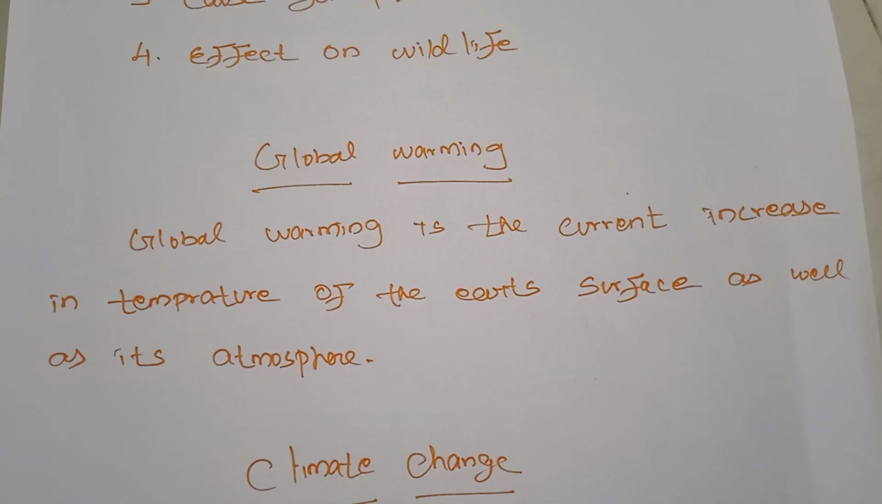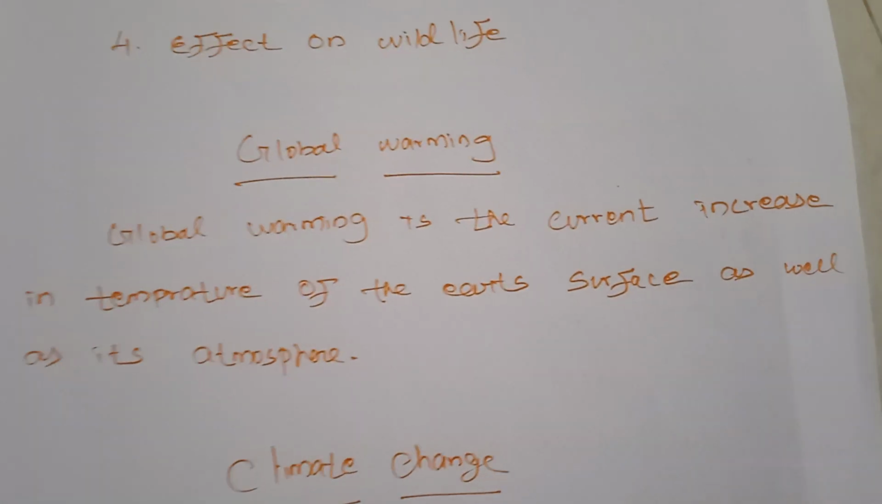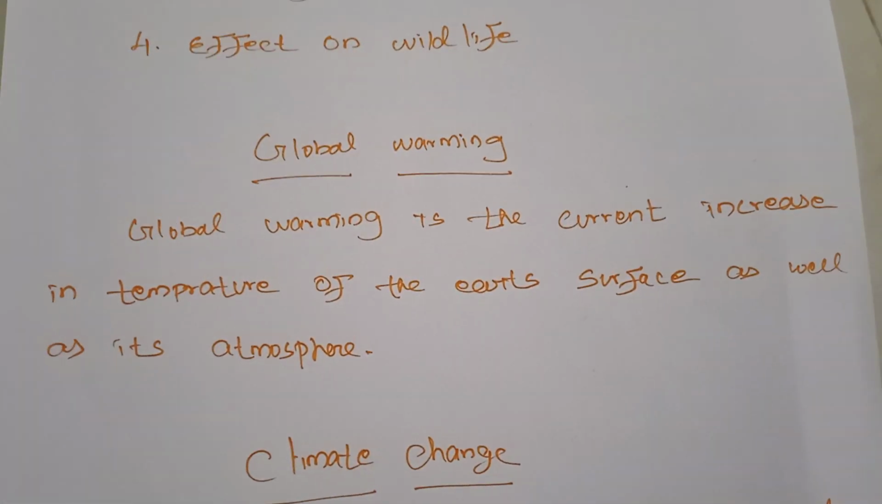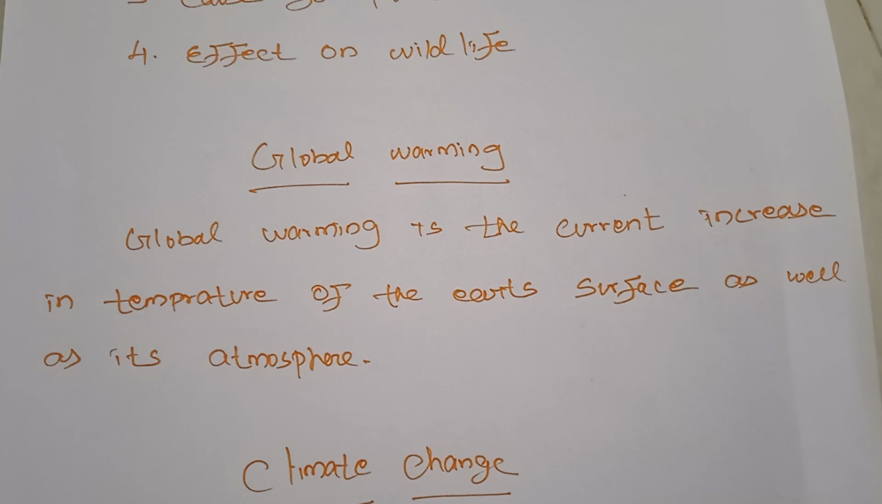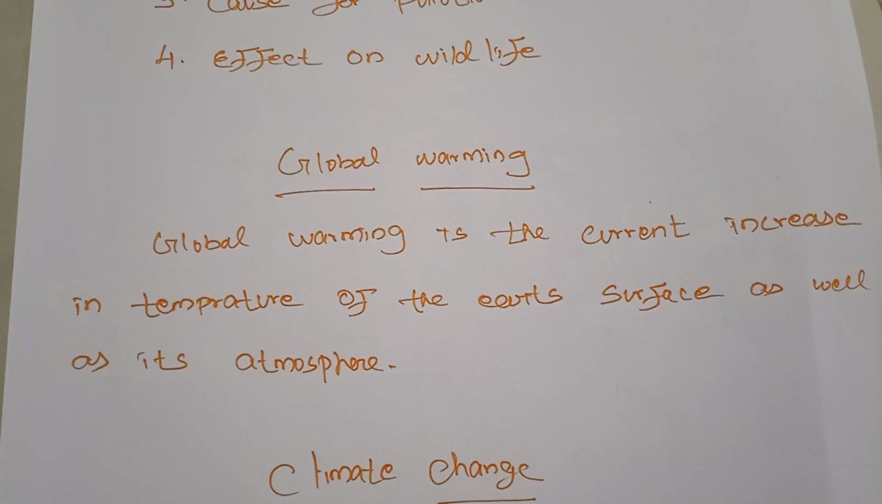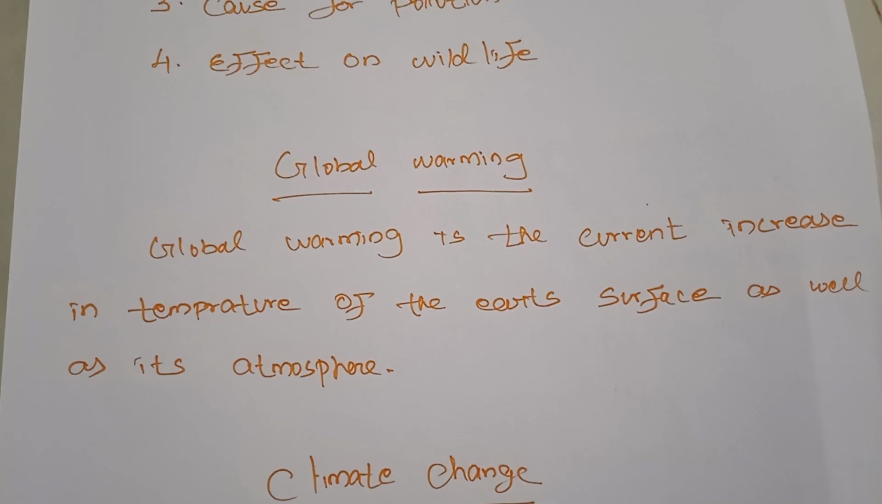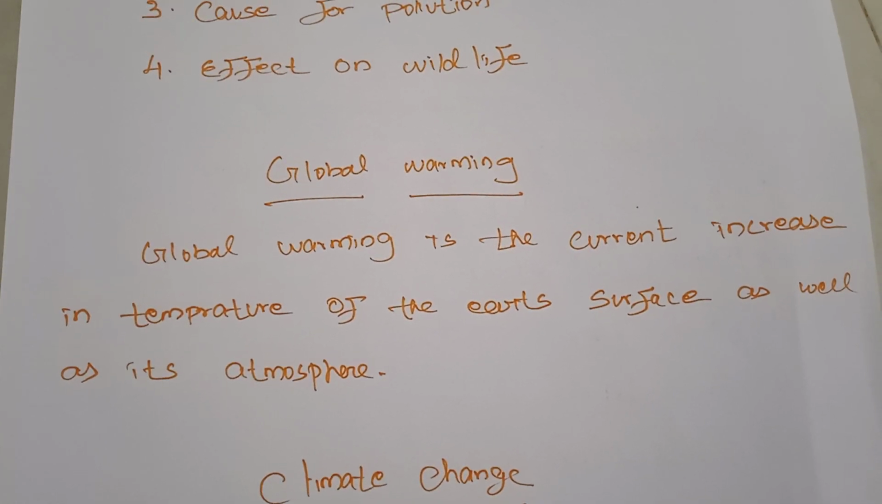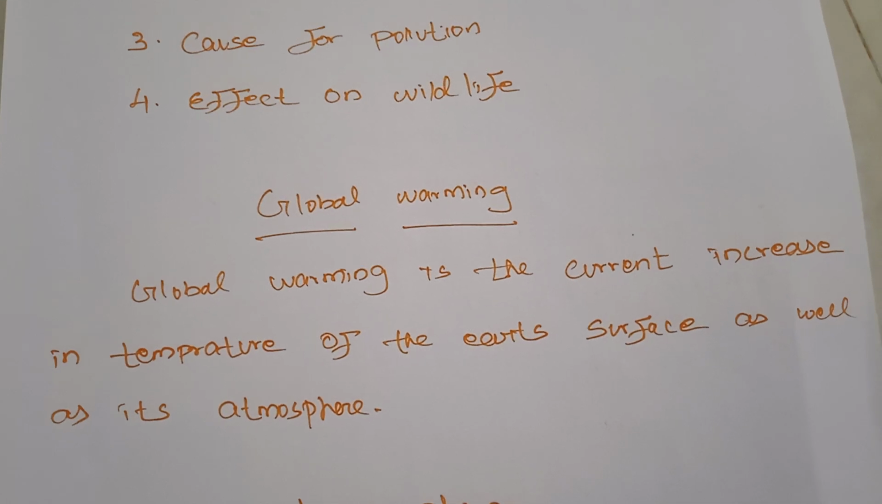Simply, if you want to understand global warming, it is the current increase in temperature of the earth's surface as well as its atmosphere. The average temperature around the world has risen by 0.75 degrees Celsius over the last 10 years.